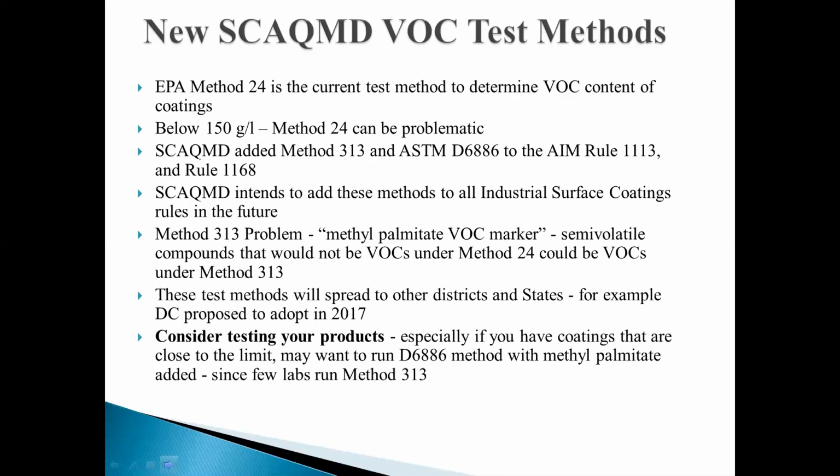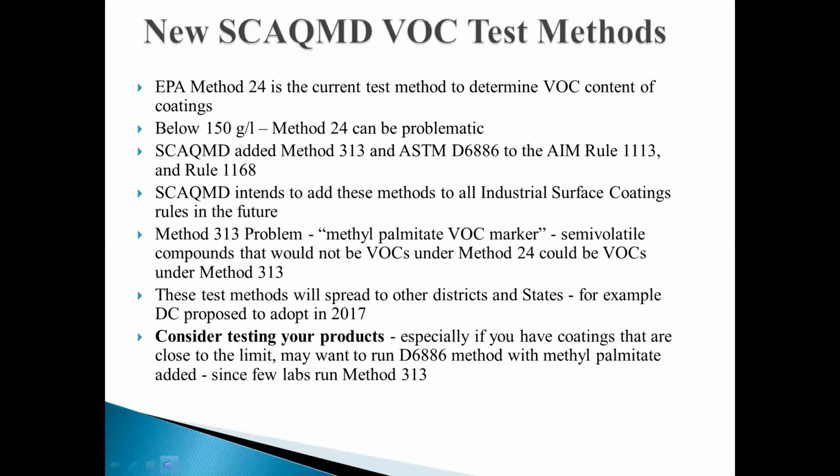One problem I'll mention here today is that the South Coast method redefines what a VOC is. They use a VOC marker called methyl palmitate, and we are concerned that by using this marker, it tends to make coatings a little bit higher in VOC content. So if I take a coating and use Method 24, I may get 100 grams per liter. If I use South Coast 313, I might get 110, 120. Depending on what is being used in the coating, it could be substantially higher.